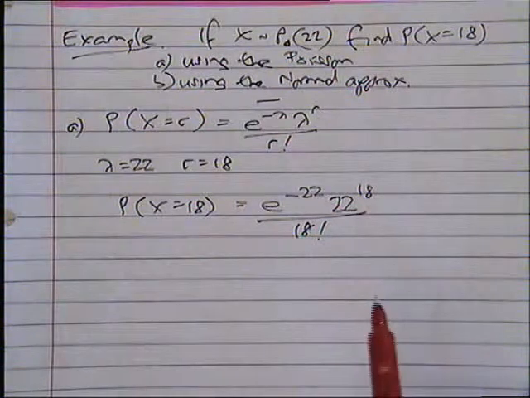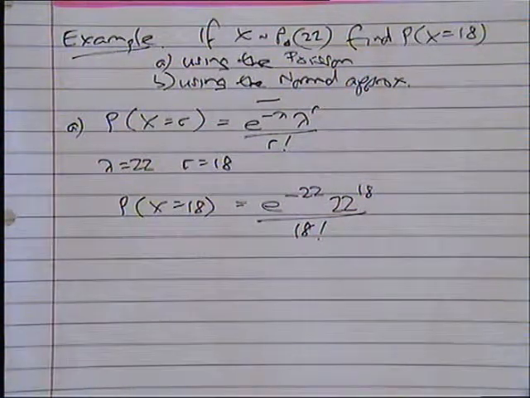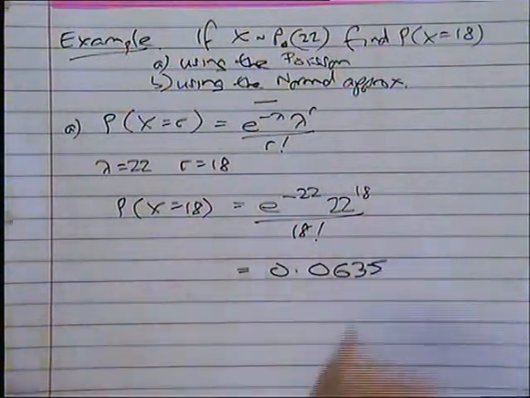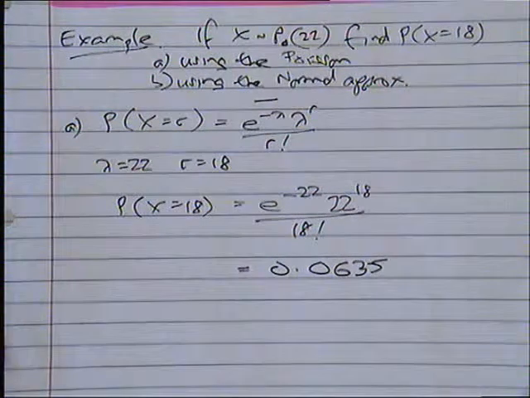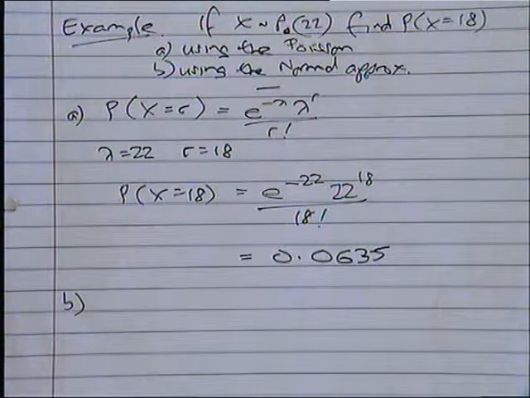But if you bung that in your calculator, or you just use the Poisson feature of your calculator, hopefully you can just tell me the answer is... 0.06. That's correct, 0.0635. Okay? So that's the exact precise answer using the Poisson distribution. So in part B, we're going to do the same question again, but using the normal approximation.